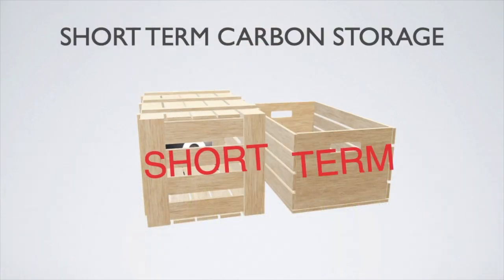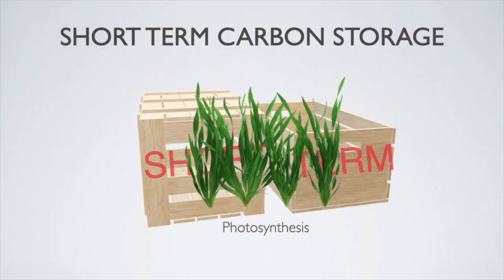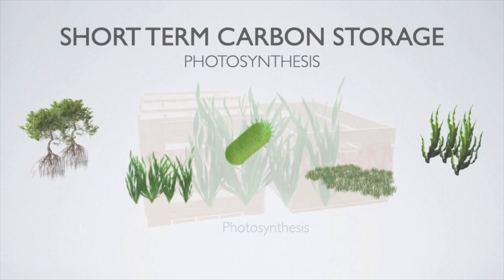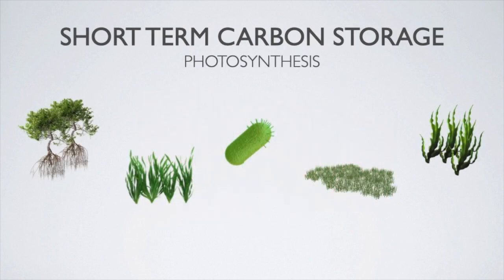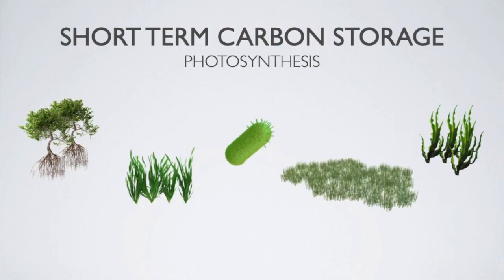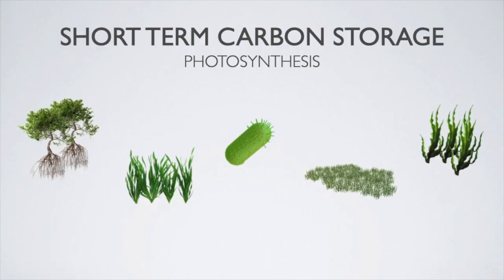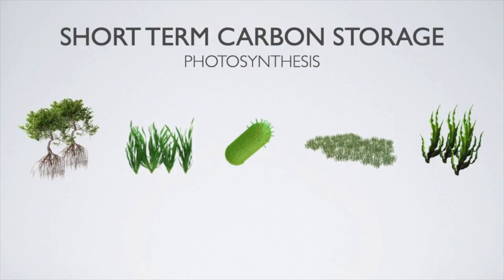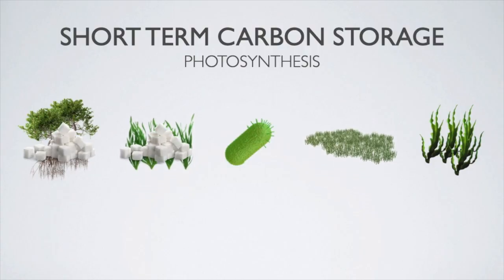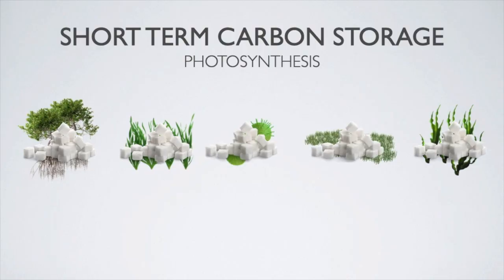Let's first investigate the two short-term processes, beginning with photosynthesis. The photosynthetic organisms of our blue carbon story are mangroves, seagrasses, phytoplankton, salt or tidal marshes, and kelp. Let's examine how photosynthesis aids in carbon sequestration. Photosynthetic means that these organisms will create their own food in the form of sugar or glucose. So, how does this process occur?